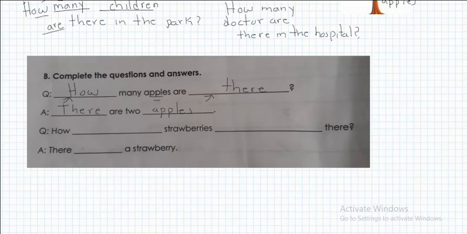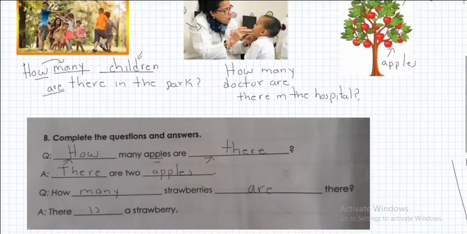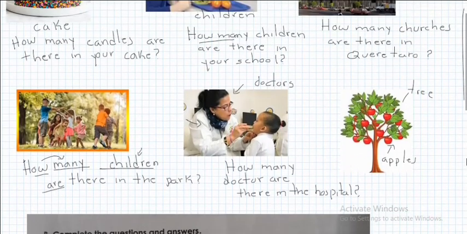So in the second case, we need to write how many, again, how many strawberries, and according to the formula, what word is missing? How many strawberries are? Okay, are there? And the answer is there is a strawberry. Yes, we did this exercise yesterday actually. Okay, but the thing here, guys, is that you are able to memorize the formula, okay, the formula that is here.